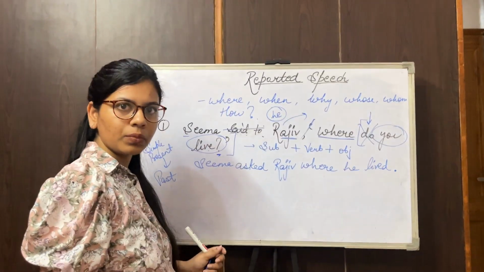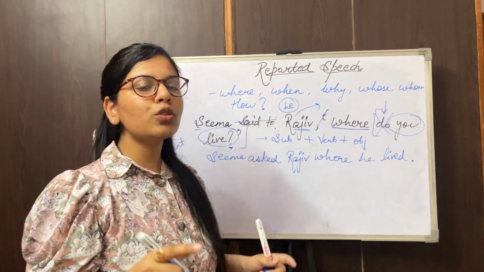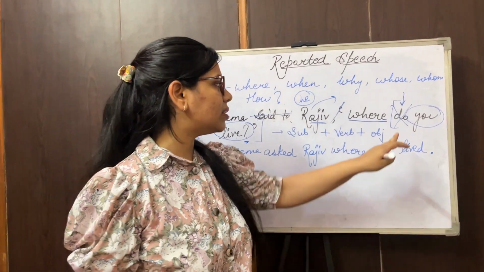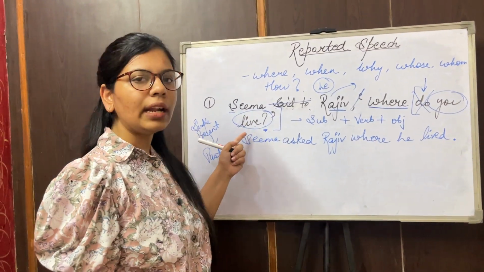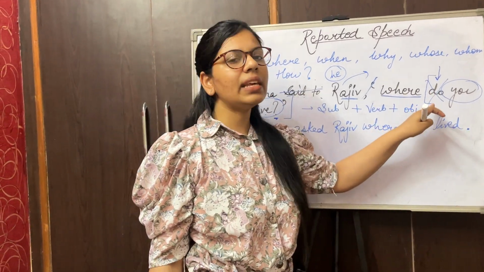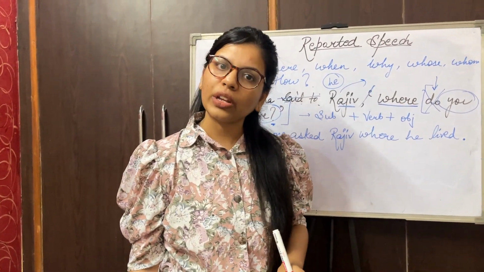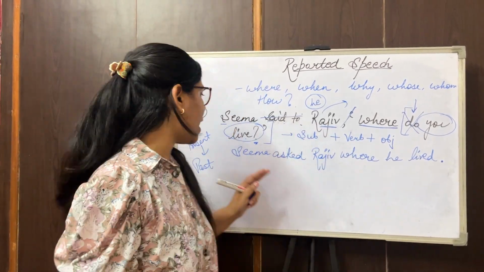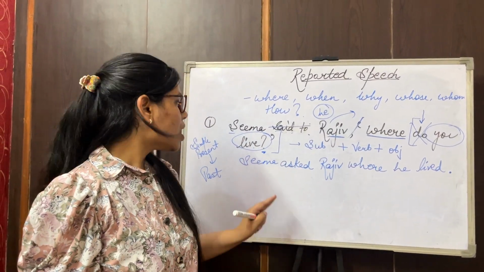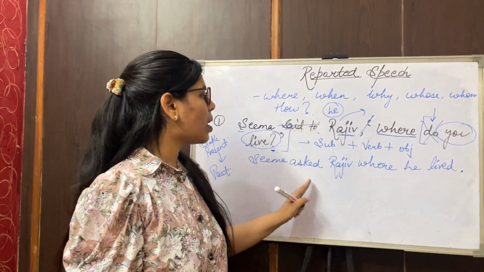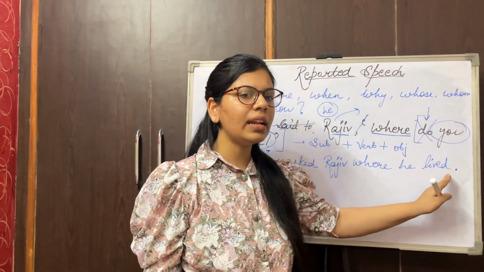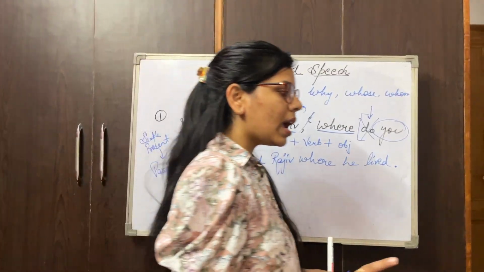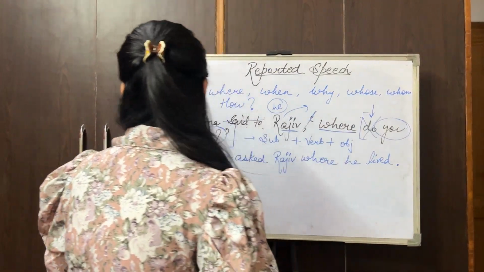Alright. Now don't get confused कि simple present में तो एक ही verb आती है, तो यहाँ पर do भी है और live भी है. यहाँ पर do इसलिए है because it is in the form of a question. If it were a statement, then there would have been only one verb, and that is live. Okay. So our final answer will be Seema asked Rajiv where he lived. Full stop. Let's try another question.